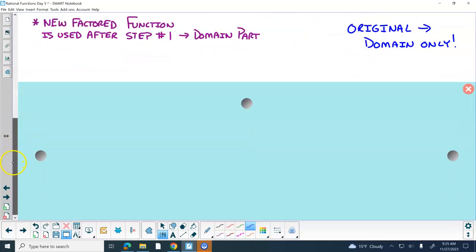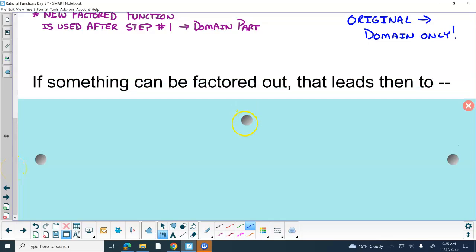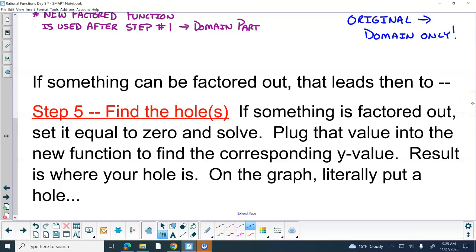So if something does factor out, now we're going to be on our new function, that leads us then to step number 5. Step number 5 says we need to find the holes. So if something is factored out in step 0, then we're going to set whatever it is that we factored out equal to 0. This is step 5 now, Loki. This is step 5.